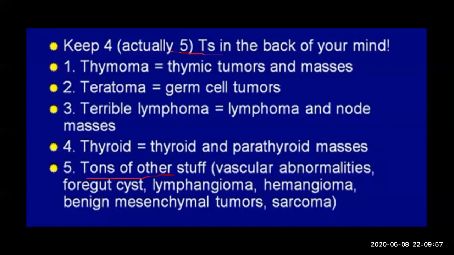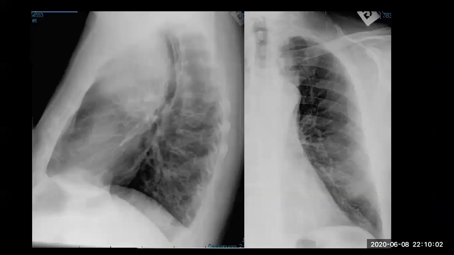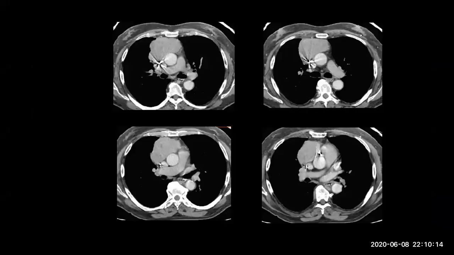Remember that. So we have a mass lesion in the anterior mediastinum on the chest X-ray. What is the next step? CT scan with contrast. This is the CT scan with contrast of this patient. What do you see?